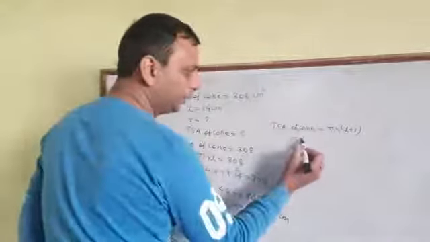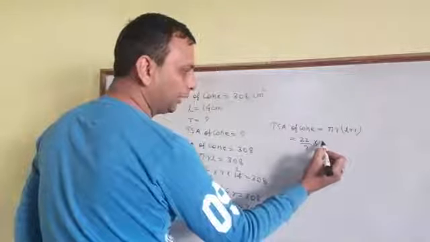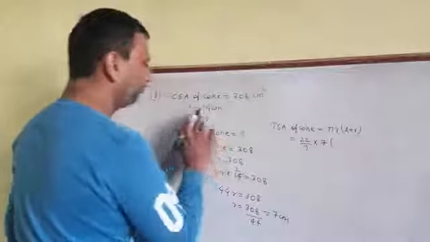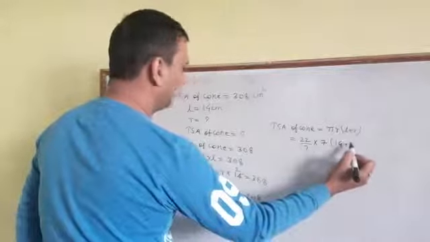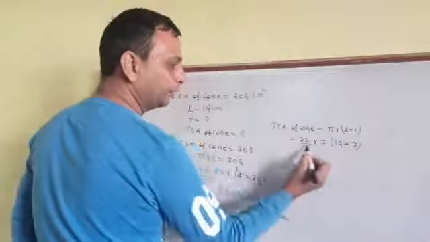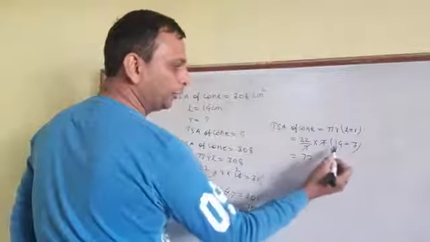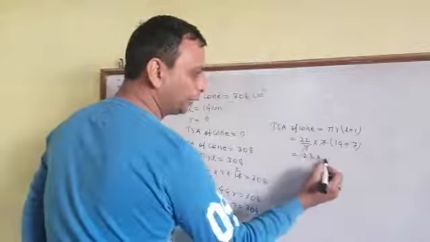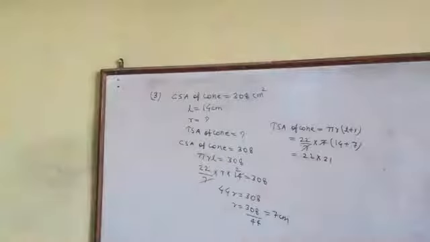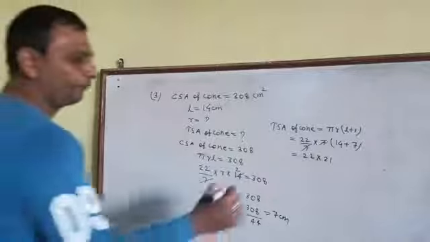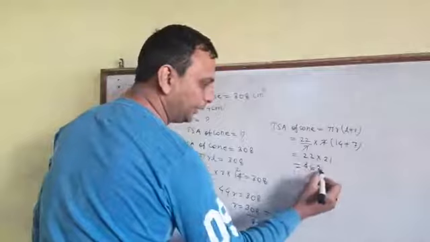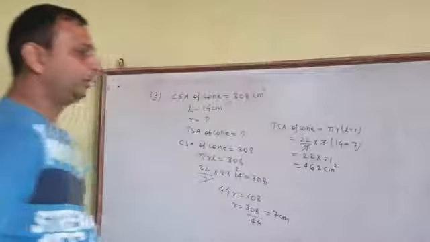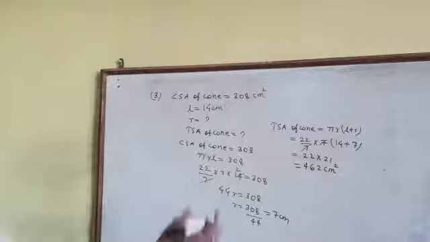So pi is 22/7, R is 7, L is 14, R is again 7. 7 will cancel with the 7. 14 plus 7 will be 21. 22 multiplying 21. 21 we have to multiply by 22, which is 462. 462 centimeter square is the answer for the total surface area of the cone. So this completes the first and second part of this question. Now the fourth one.